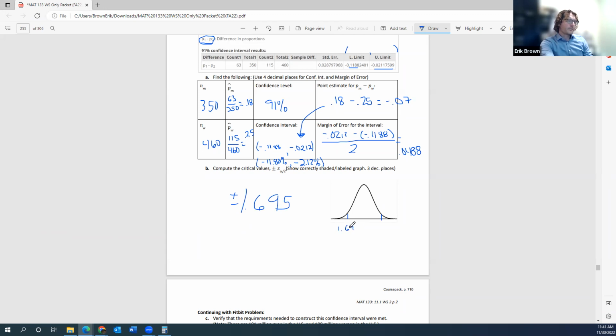Like shading, you could shade either way. This one is not like p-values where it has to be shaded on the outsides. You could shade the between and that'll be okay too. The shaded between is 0.91. These outsides are the alpha. So that would be 0.09 that's being split into each of these areas. Now, this alpha is a little different than the type 1 error alpha.